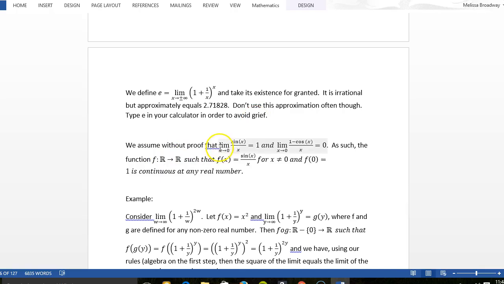We assume without proof that the limit as x goes to 0 of sin x over x equals 1, and we assume without proof that the limit as x goes to 0 of (1 - cos x) over x equals 0. Guys, I did this in a previous example, and I really should have put this above that. When I did that example of composite functions or substitution, I used one of these two. I should have told you, but I took this for granted.